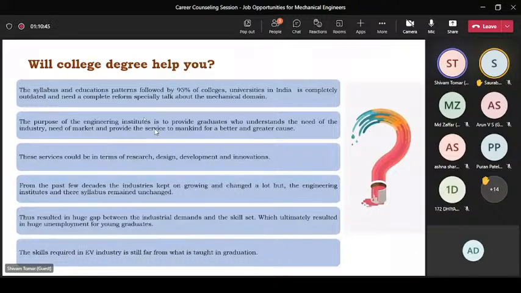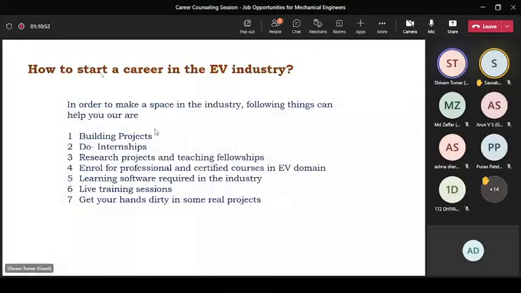The skill set required for the EV industry is far from what is taught in the colleges. Now, these things might come to you after going through all the slides: how one can start their career in the EV industry. In order to make space in the industry, the following things can help you out.